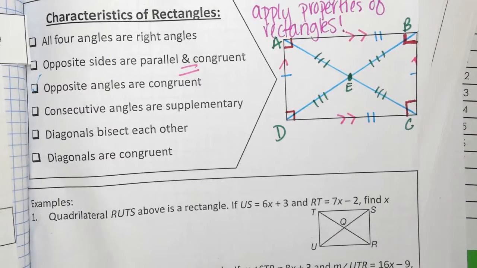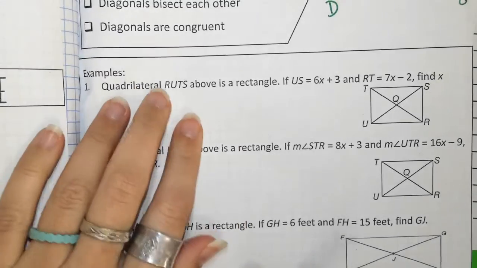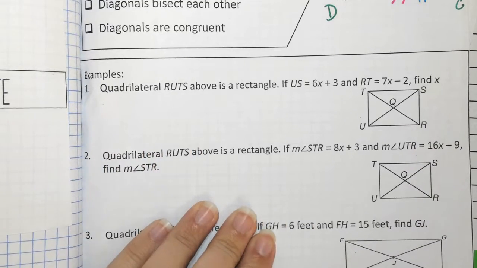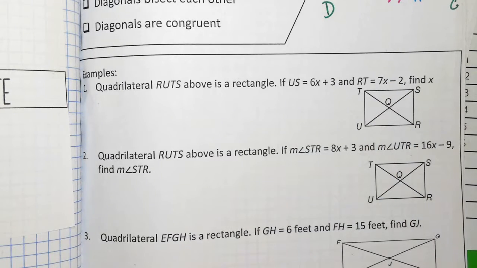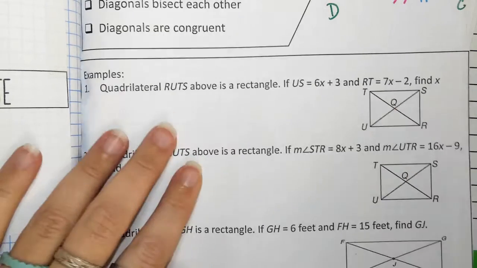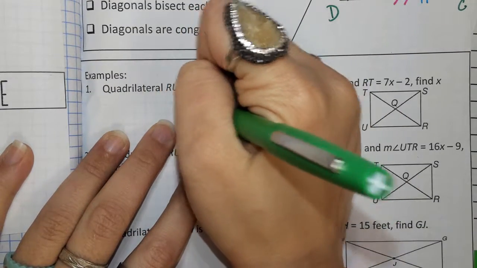Okay, now let's apply this to some problems. Quadrilateral RSTU, below, is a rectangle. If US is 6x plus 3 and RT is 7x minus 2, find x. Now, how could we do that? What do we know about US and RT? They are equal. Why are they equal? Because the diagonals are congruent. So what would we do with these two pieces? How would I set it up? 6x plus 3 equals 7x minus 2.